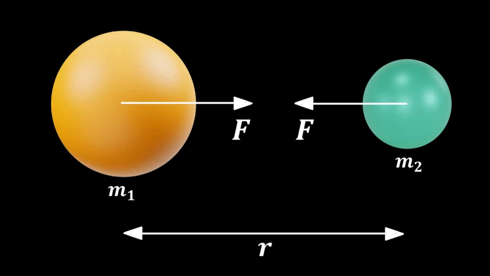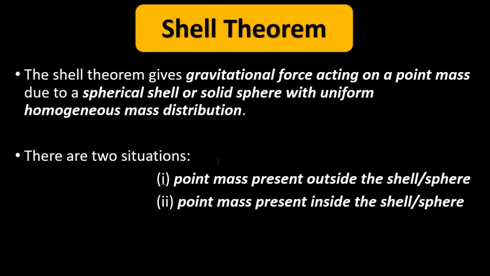Also we discussed the shell theorem. We discussed the shell theorem for a point mass present outside the shell or sphere, or a point mass present inside the shell or sphere. Here the shell theorem will be applicable from the point of view of a solid sphere because we are considering Earth. Earth is a solid sphere, not a shell. So it will be applicable for a point mass present outside or on the surface of the solid sphere, and inside the sphere.